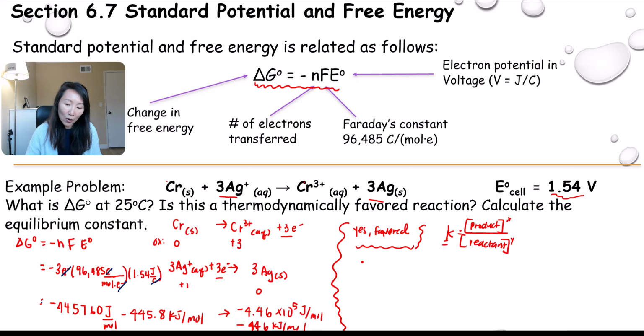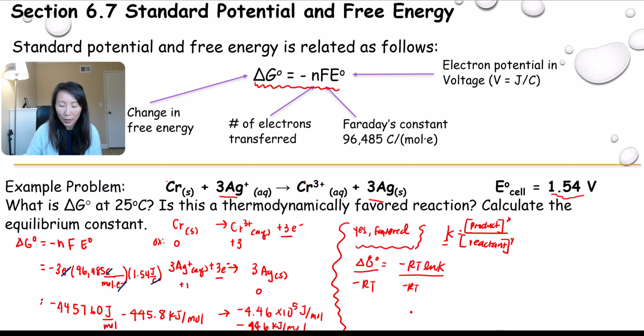The equation you need for this is delta G naught is equal to negative RT ln K. This is an equation from a while back, where there's a relationship between delta G, the free energy, and the equilibrium constant. We know all of these values except for K, which is what we're looking for. So we're going to divide both sides by negative RT.